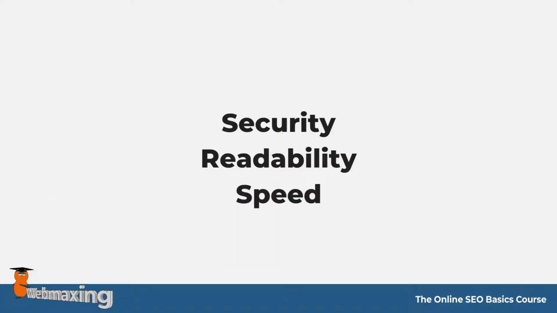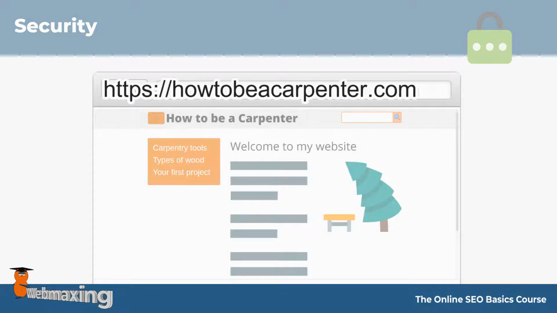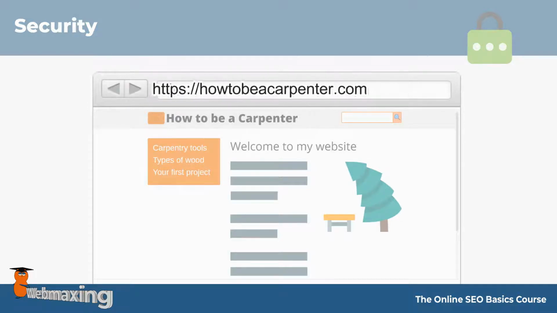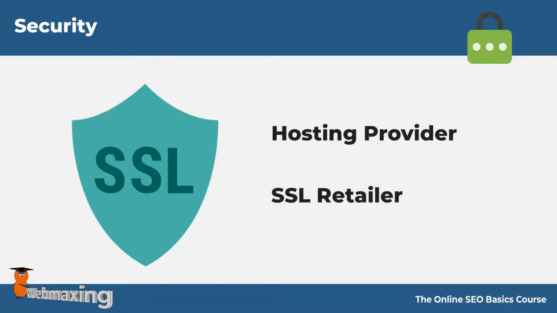We'll cover all three of these in this module. First, security. Your website is secure if you see a little padlock in the address bar and your URLs start HTTPS. If your website does not have this, you will need an SSL. Your hosting provider should be able to set this up for you, or most SSL retailers provide a step-by-step guide if you need to do it yourself. The module text contains links to some popular hosting providers who can do the setup on your behalf, and SSL providers if your host can't do it.